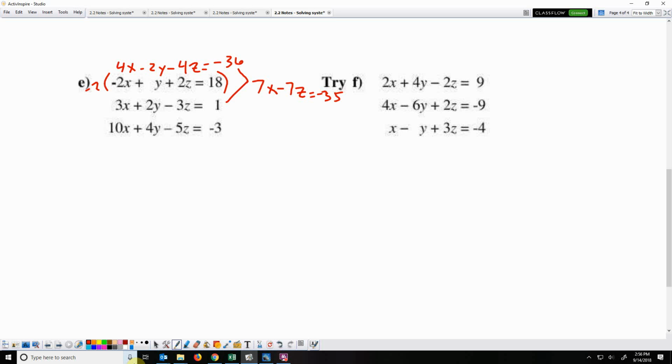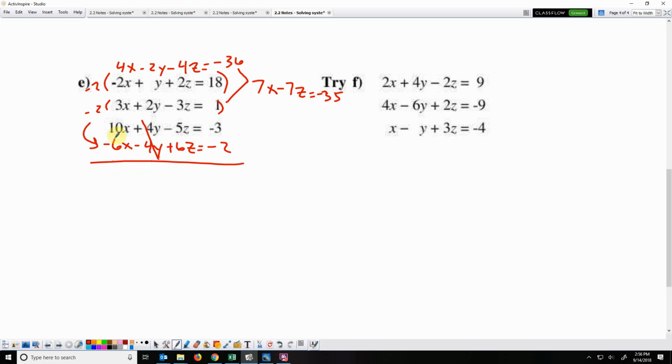Okay, so I need to eliminate y's another time. So this time, how about multiplying this one by -2? And I'll get a -4y, which will cancel with this 4y. So I'll write that down here. -6x minus 4y plus 6z equals -2.